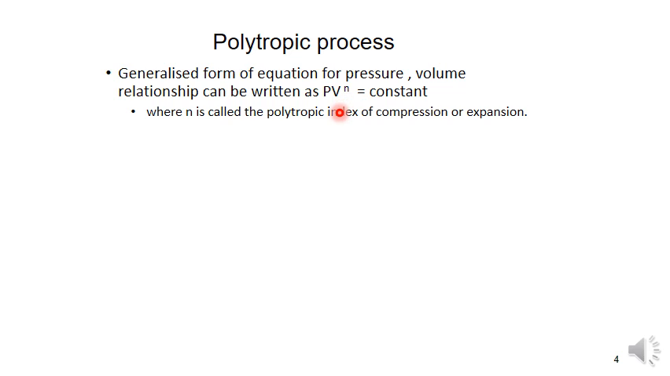Here in the polytropic process, both the work and heat energy may be transferred across the boundary. You have to remember that first. Whereas in the adiabatic process the heat transfer is 0, in the polytropic process both work and heat transfer are there. Both dW and dQ are there.